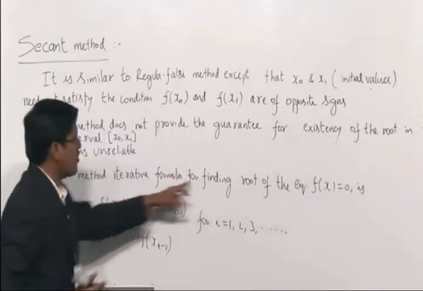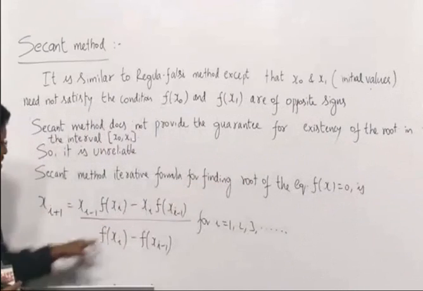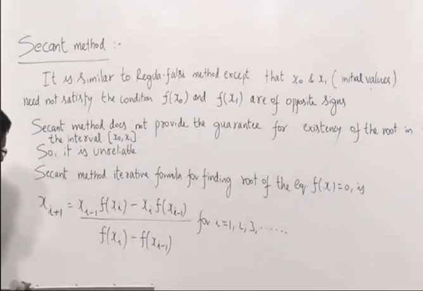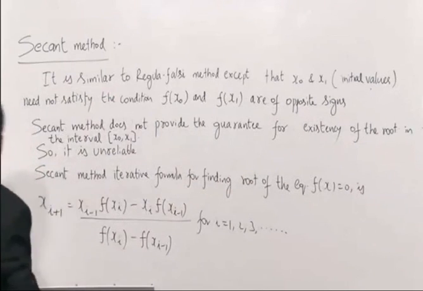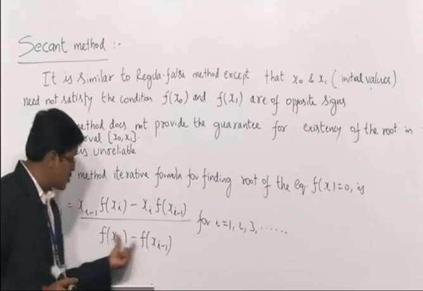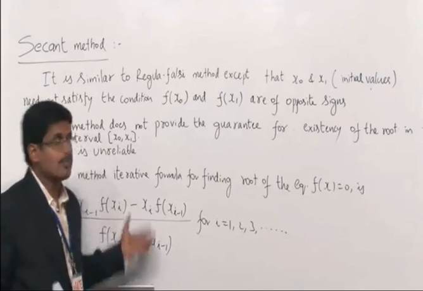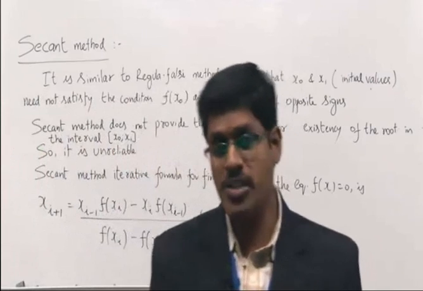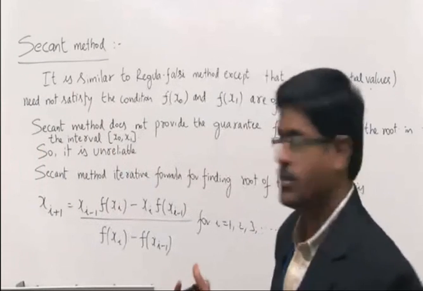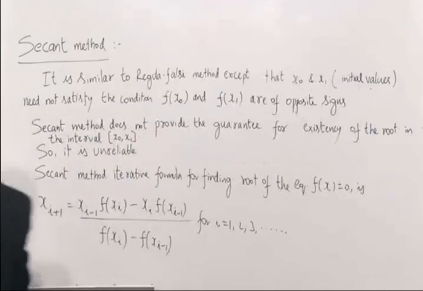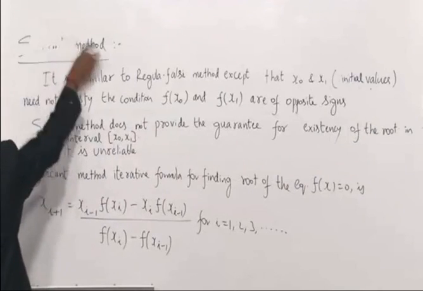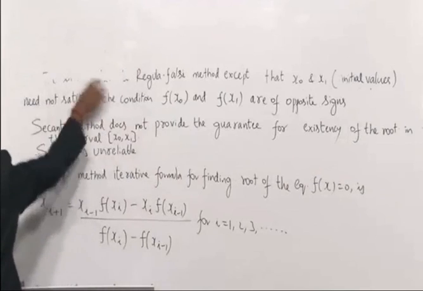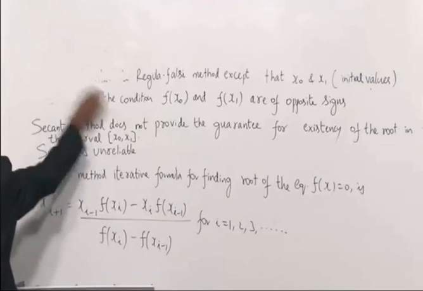The secant method iterative formula for finding the root of the equation is the same. That's why it is similar to regular falsi, same method. Whenever these two function values are equal, this is divergent. This method fails whenever two consecutive function values are equal, f(x0) and f(x1) or f(x1) and f(x2), etc. Whenever these two coincide in a given problem, this method fails.